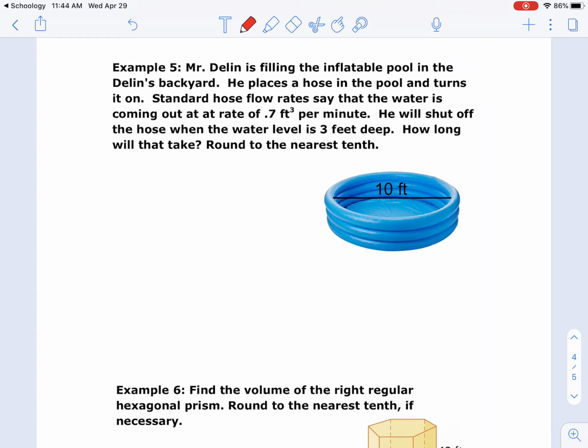All right, so first thing we have to do is find the volume of the pool, right? So I need to know, what is this? It's a cylinder. So I'm going to write down the formula for volume of a cylinder. Pi r squared times height. So volume equals pi times my radius. The diameter of the pool is 10 feet, so the radius has to be 5, squared, times the height.